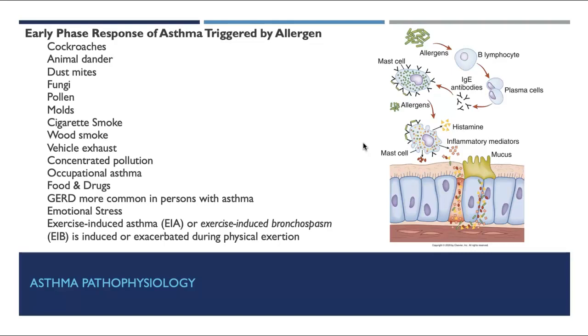food and drugs. GERD is more common in people with asthma, and we'll talk a little bit about that later on. Emotional stress and exercise-induced asthma or exercise-induced bronchospasm. And so that's when somebody has that bronchospasm that is exacerbated by physical exertion.